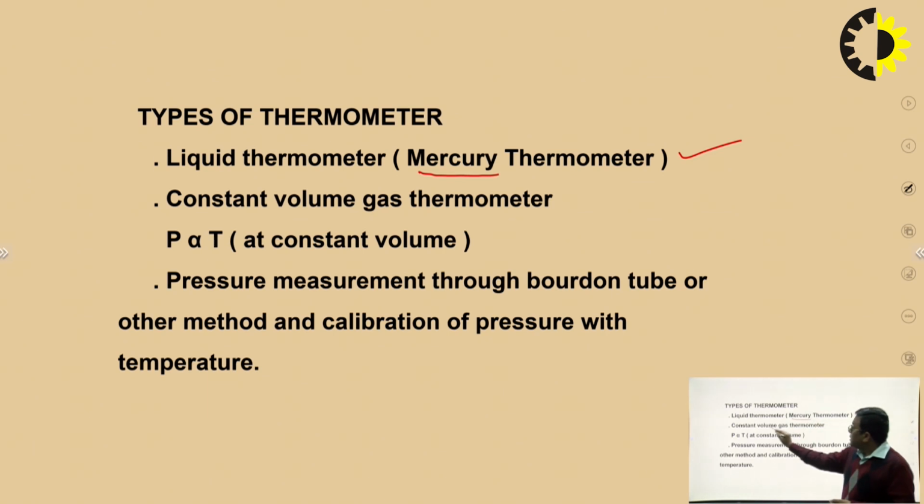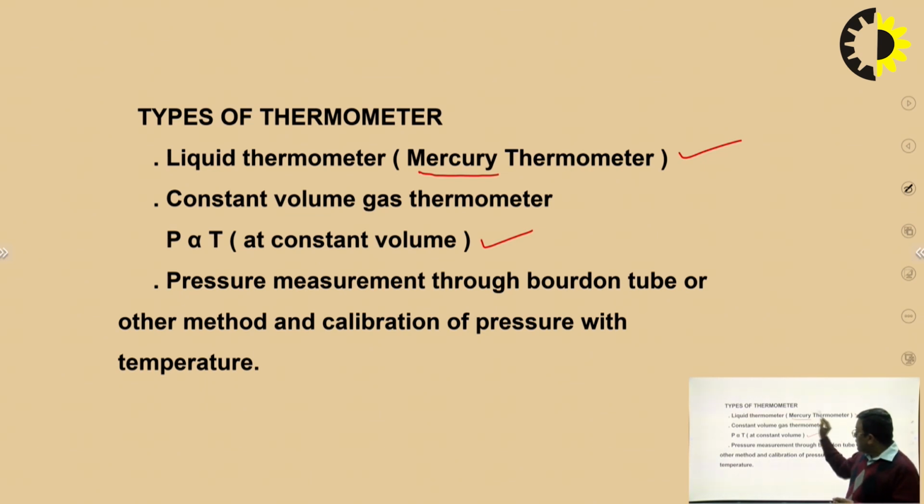The second one can be a gas thermometer. Gases also have the property to expand with temperature change. We all know the ideal gas equation, PV equals RT. If volume is constant and R itself is a constant, then the pressure of a gas in a container is directly proportional to temperature. By that way, we can measure the temperature. I am not going into the detail of these. At the last, I will be focusing on the optical pyrometer, but at least we must know the basics of the different ways to measure temperature.